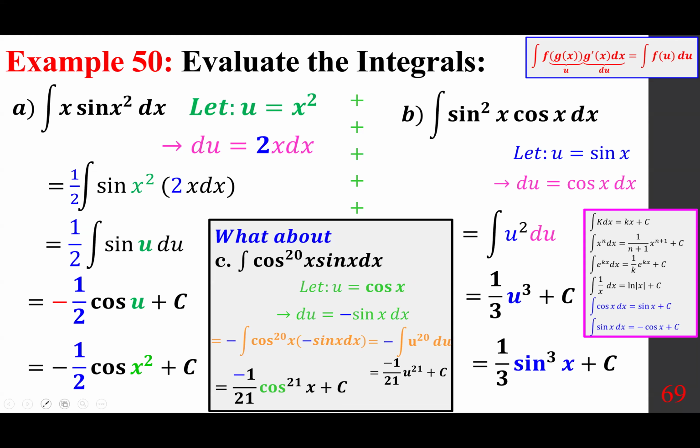A quick recap. If you're dealing with sinusoidal functions, when the argument is not basic x or t or theta, that's a choice of u. If you have sine and cosine, the one that has the exponent is the choice of u. Without the exponent, sine x in this case, cosine x in this case, and the rest is fairly straightforward.